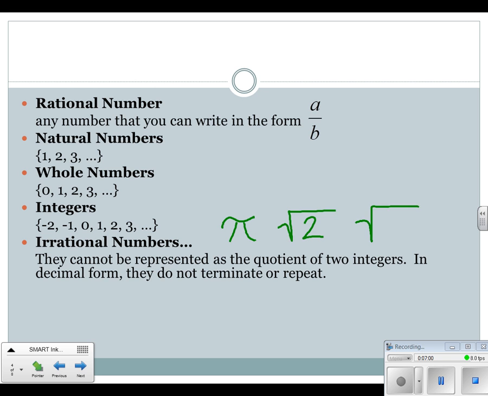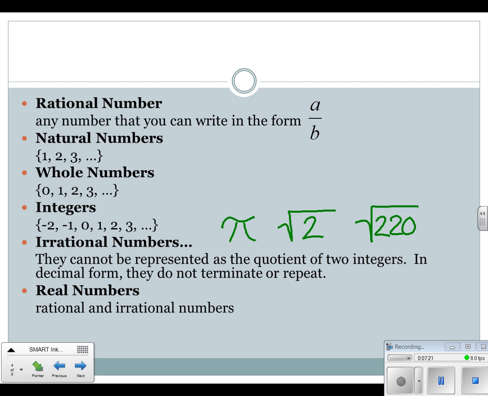The square root of 220, we saw that that wasn't a perfect square. That would be irrational. They go on forever in the form of a decimal. They don't repeat or end. Real numbers are all of these defined above. A real number is any rational or irrational number.